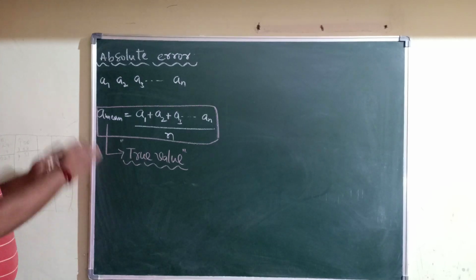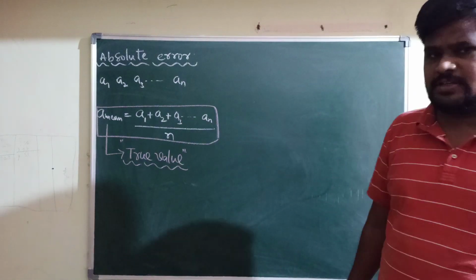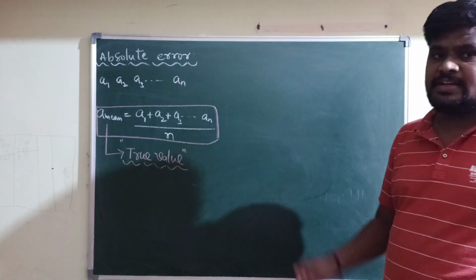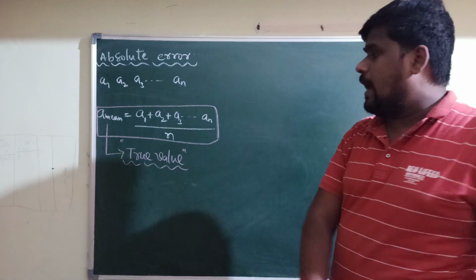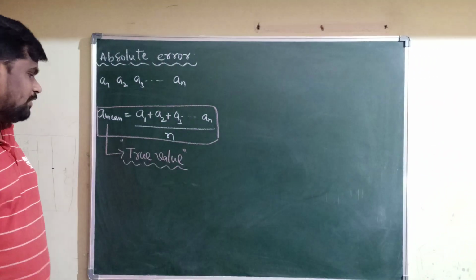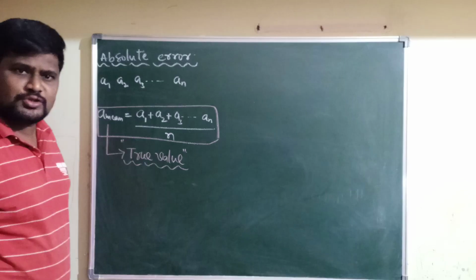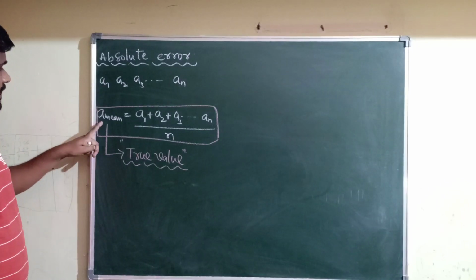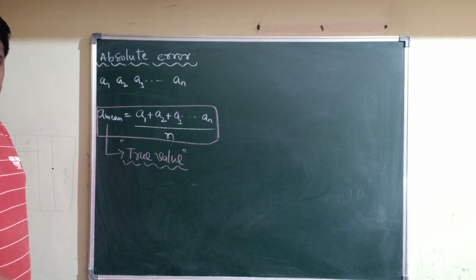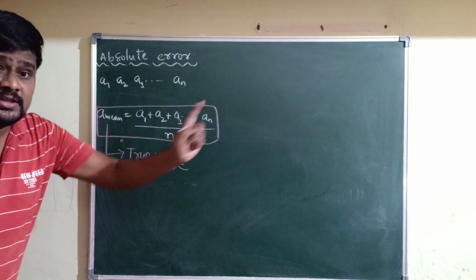Then what is absolute error in the measurement? Absolute error is the difference between true value and observed value. Which is true value here? A mean is called true value. Which is observed value? A1 is first observed value. A2 is second observed value. A3 is third observed value. AN is nth observed value.